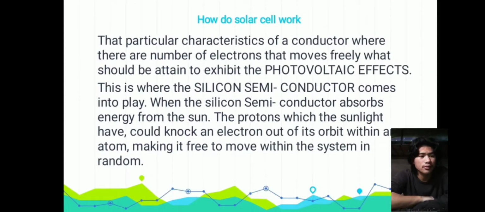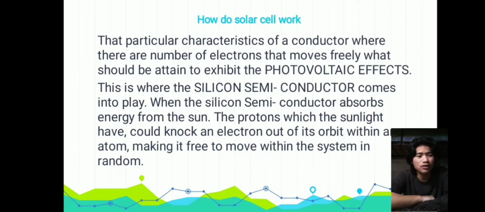How do solar cells work? That particular characteristic of a conductor where there are numbers of electrons that move freely, what should be attained to exhibit the photovoltaic effect? So, ano daw yung kailangan ma-attain para ma-achieve yung photovoltaic effects?